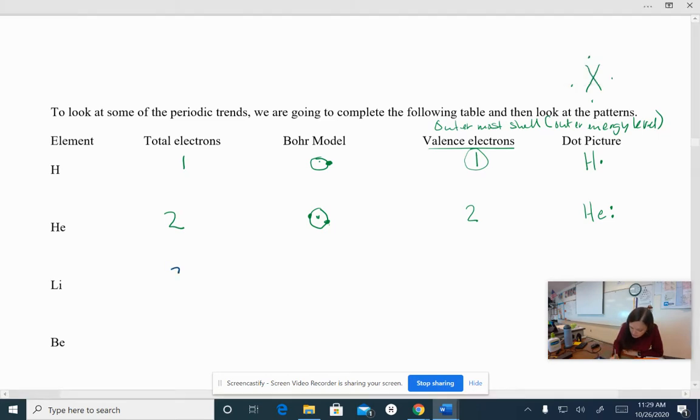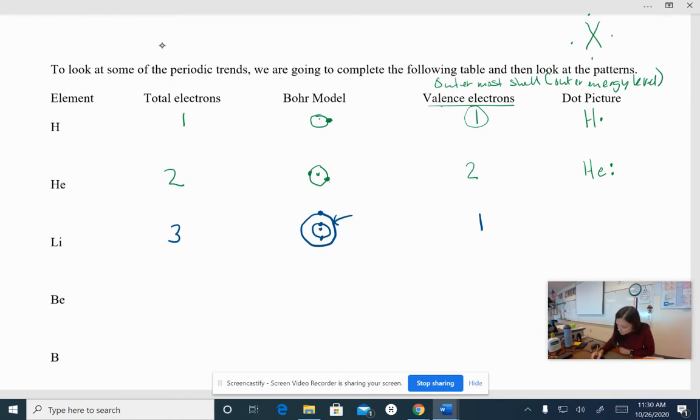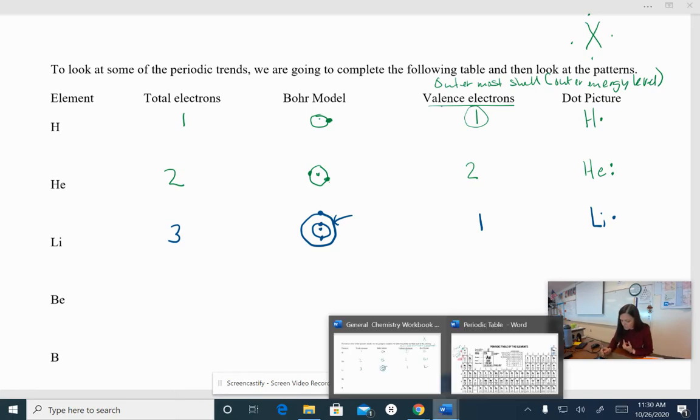So lithium gives me 3 total electrons. The first energy level, I have the electrons from helium and hydrogen. But on that second energy ring, I'm going to have that third electron from lithium. Now remember, the valence electrons only go with that outermost ring, and I only have 1 electron on this outermost ring. So I have 1 valence electron. So in my Lewis dot picture, I am going to show lithium with just 1 dot because I only have 1 valence electron.